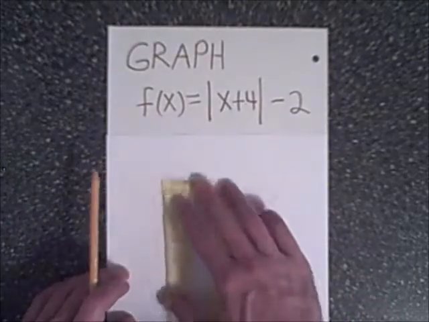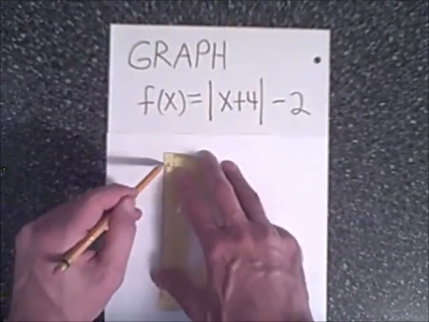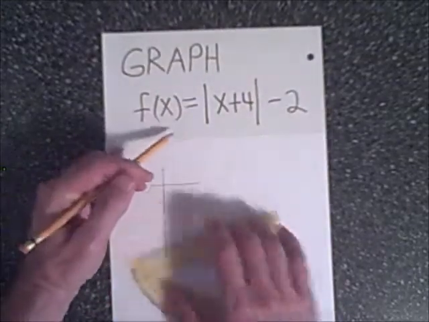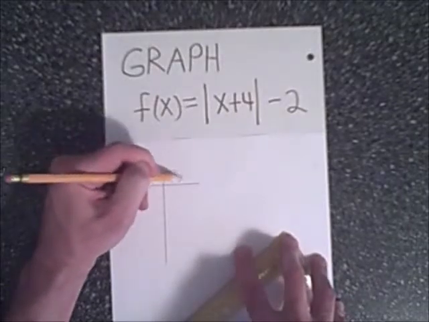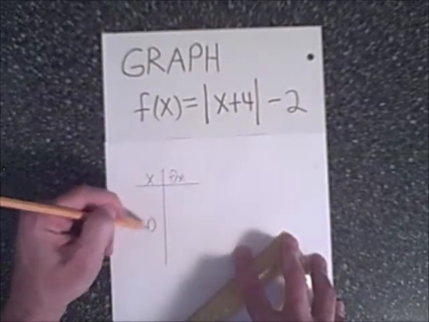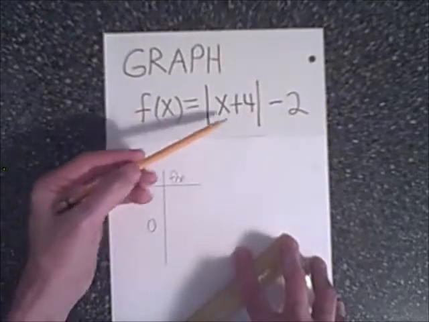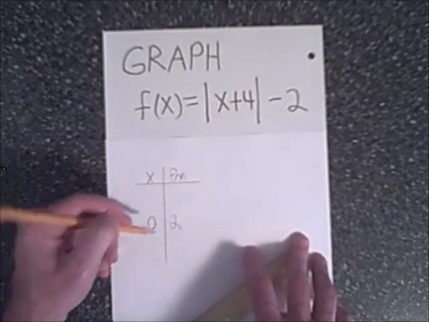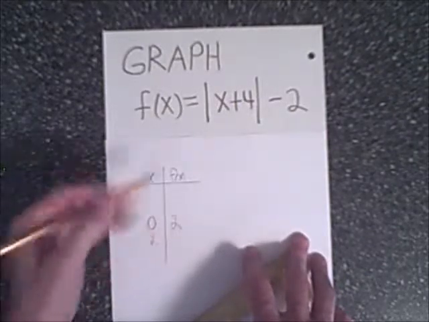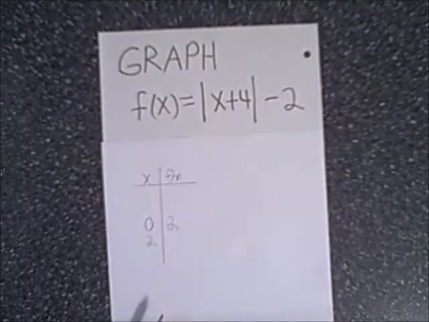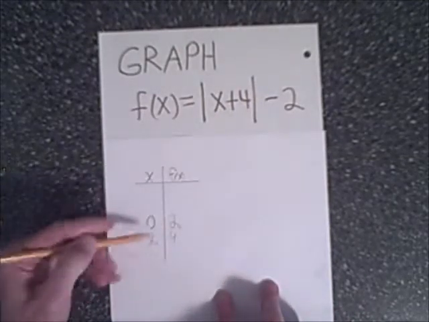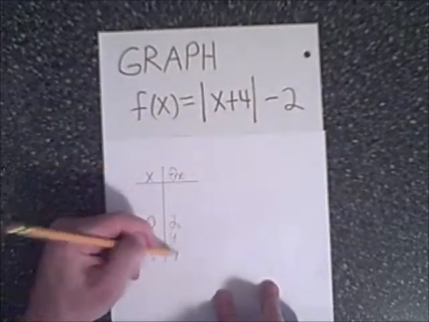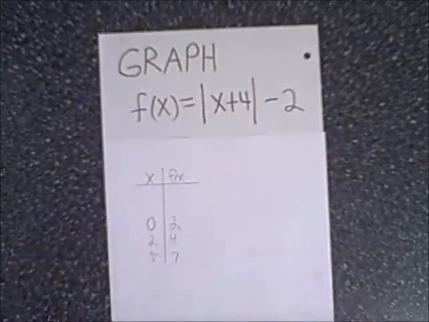It's pretty straightforward, so we can just plot a bunch of random points and see if we can determine a pattern and the end behavior. So we have x and f of x, and I always like to start in the middle with 0 because it's rather easy to figure out. X plus 4, so 0 plus 4 minus 2 is 2, and then we go in another direction. Let's make this 2. 2 plus 4 is 6, minus 2 is 4. And then one more. Let's put 5. 5 plus 4 is 9, minus 2 is 7.